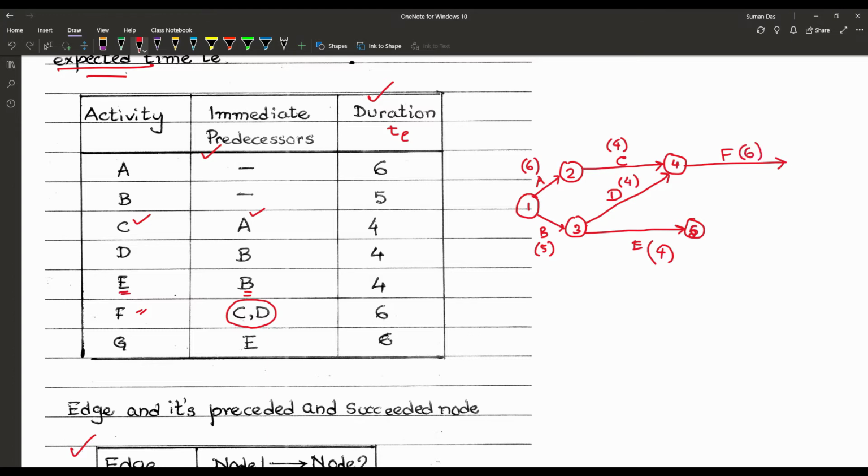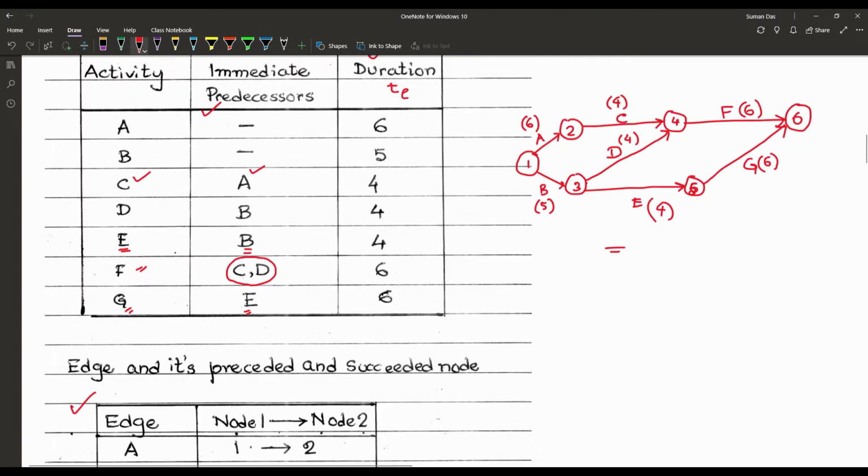is 6, and the node is here 6, and the final E is the immediate predecessor of G. That means G activity must be after E. So we have one final node, and we are drawing the activity G here, and it has the duration, that is 6. So that is our network diagram.